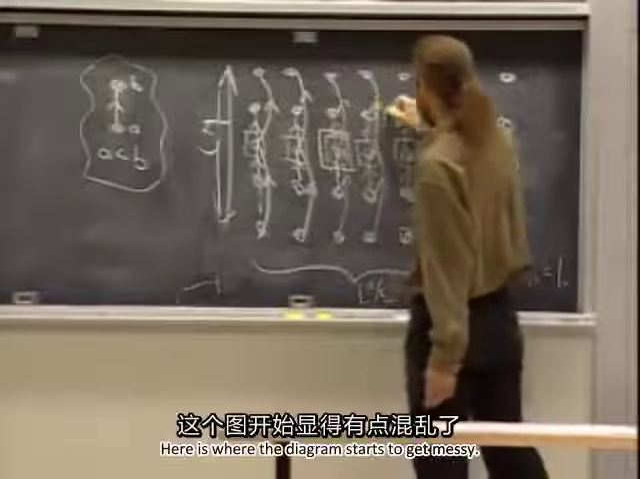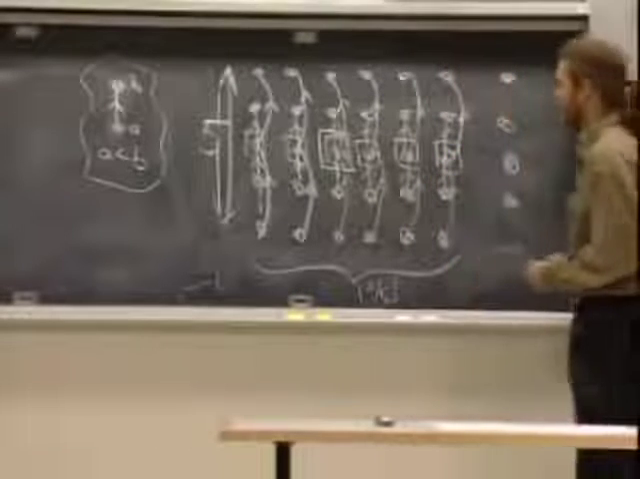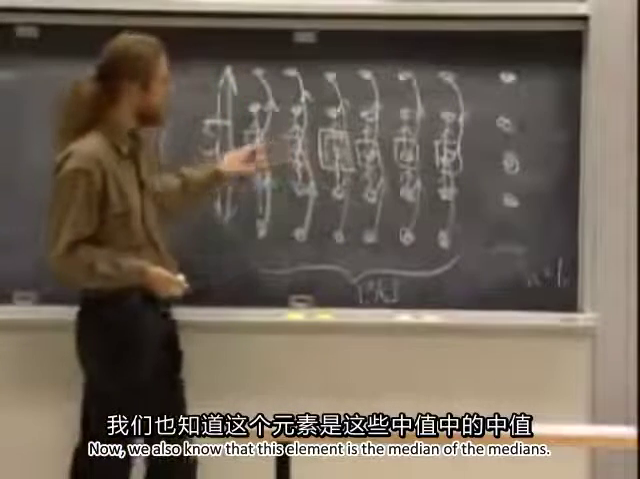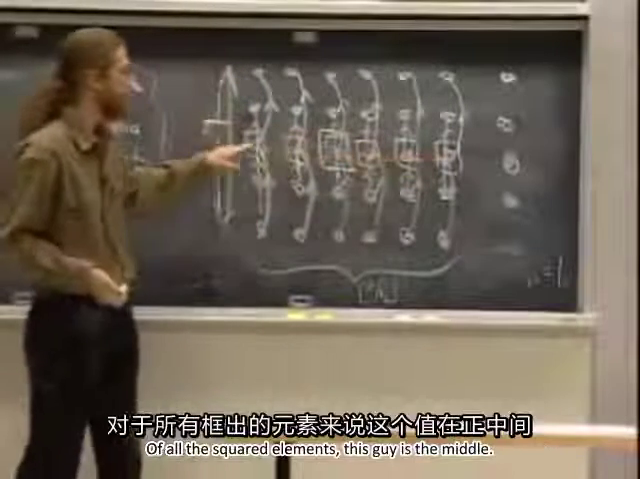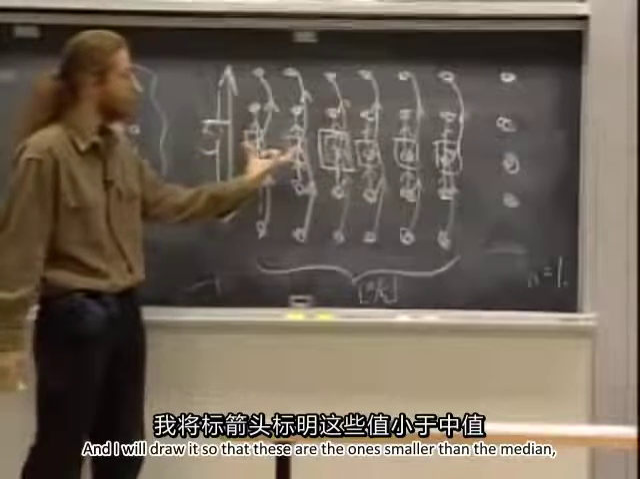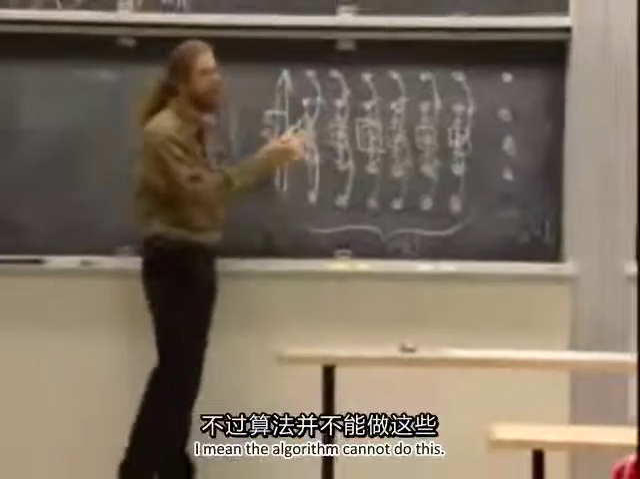Okay, here's where the diagram starts to get messy. We're not done yet. Now, we also know that this element is the median of the medians. So of all the squared elements, this guy is in the middle. Therefore, and I'll draw it so that these are the ones smaller than the median, these are the ones larger than the median. So, I mean, the algorithm can't do this.